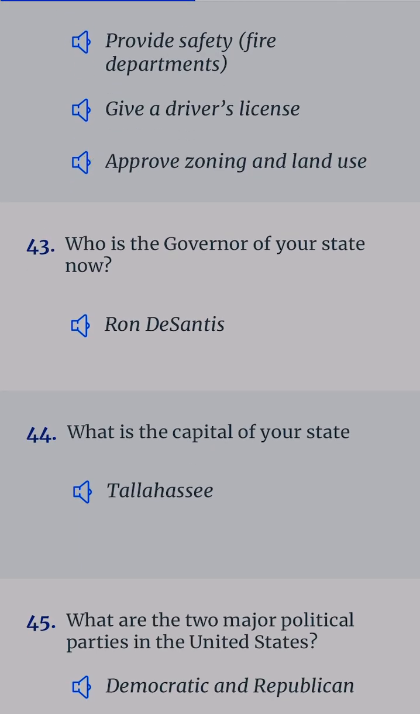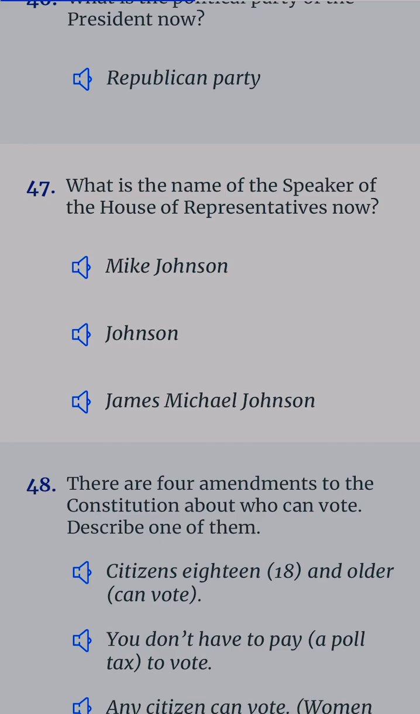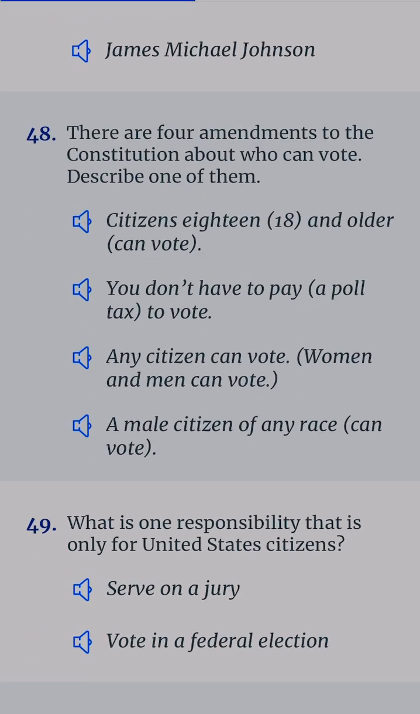Who is the governor of your state now? Ron DeSantis. What is the capital of your state? Tallahassee. What are the two major political parties in the United States? Democratic and Republican. What is the political party of the president now? Republican Party. What is the name of the Speaker of the House of Representatives now? Mike Johnson. Johnson. James Michael Johnson.